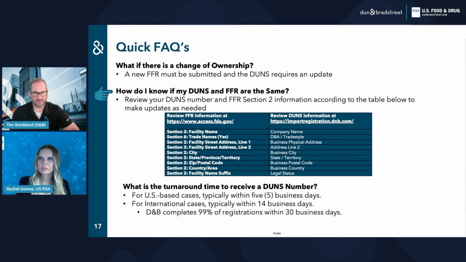And then the question we often receive on the D&B side is, what is the turnaround time to receive a DUNS number? We talked about it a little bit in that status request button on the Import Safety Lookup portal, but just to keep in mind that if you're registering a US-based company, typically you'll receive that DUNS number within 5 business days. For international cases, which I know would be the majority completing this biennial registration process, that's typically completed within 14 business days.